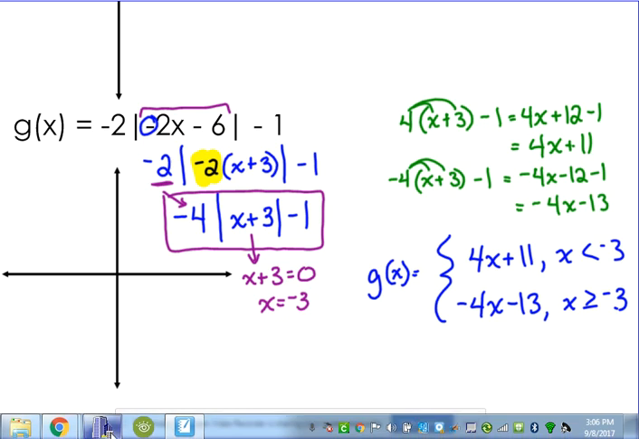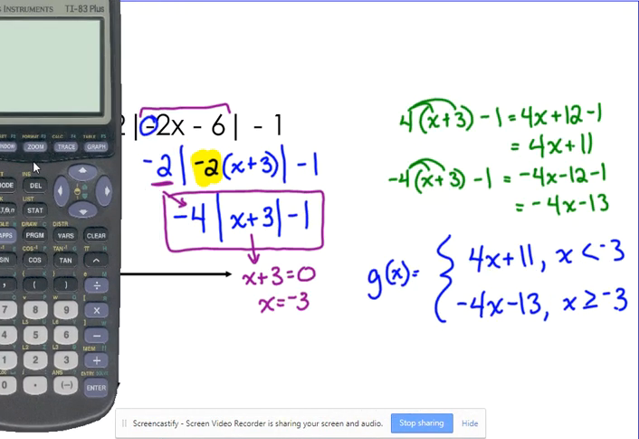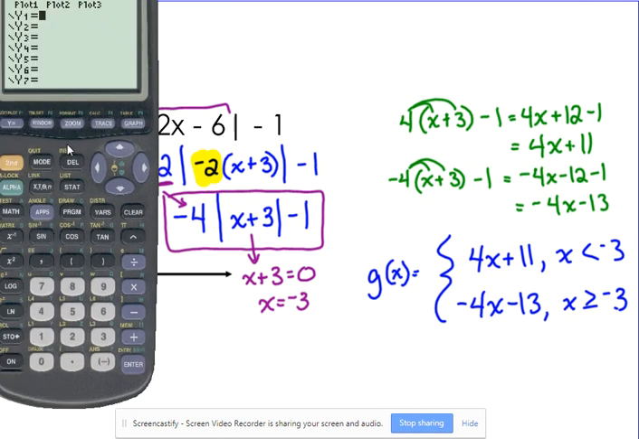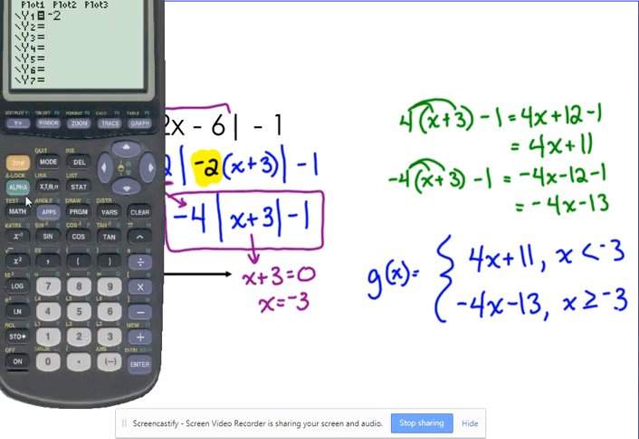Now, if you don't believe me that changing all that stuff and distributing will give you this absolute value function, then graph it. So I'm going to type in my absolute value. Got to know where the absolute value button is here. I'm going to type in the original. Whoops, make sure I close my parentheses right there. Minus 1. And then I'm going to type in my two equations.